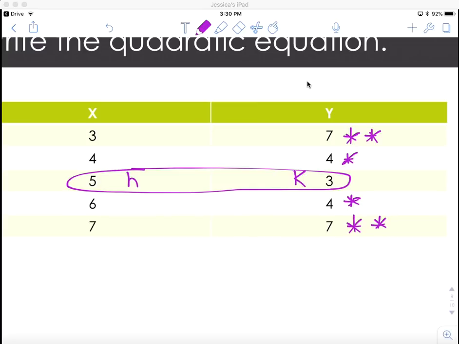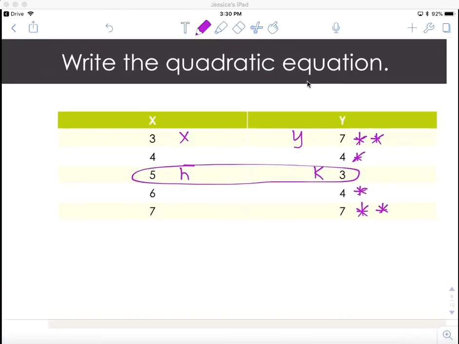Then you can pick any point to be your x and y. You could pick 3, 7, you could pick 4, 4, 6, 4, or 7, 7. Each point will give you the same value for a. I'm just going to pick 3, 7 because it's first. But really, you can pick any of them. So I'm going to plug this in just like I did all of the other problems.